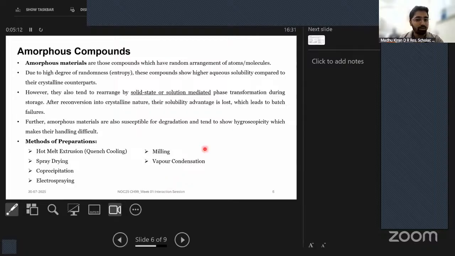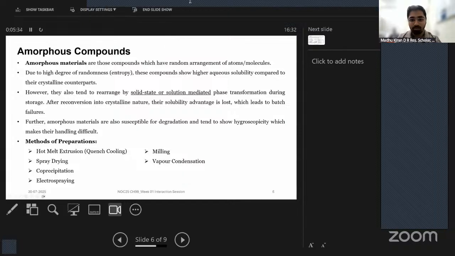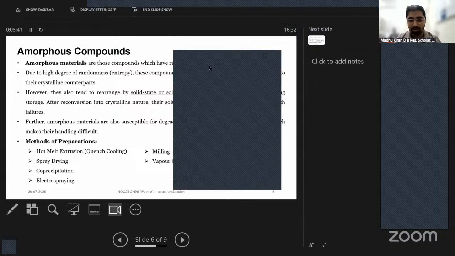And also there was a question regarding the amorphous compounds, like which material has greater solubility among the amorphous or the co-crystals or the crystalline substances. So yes, amorphous substances have a much higher solubility compared to the other two, like the co-crystals and crystalline. Yeah, sure. I'll share the reference publication link.